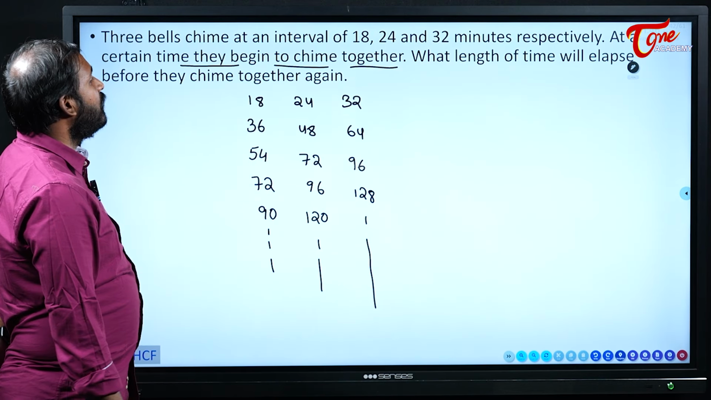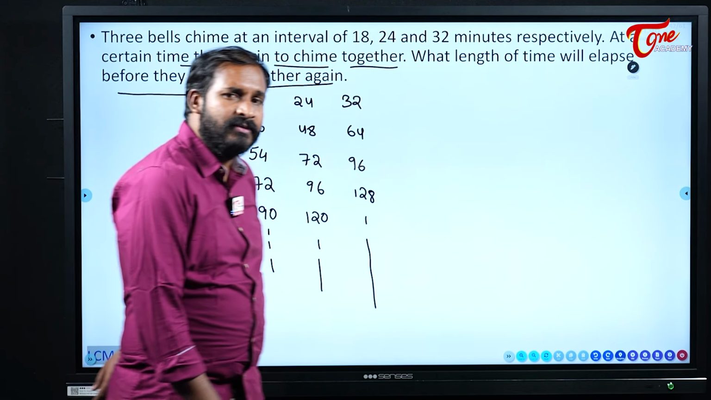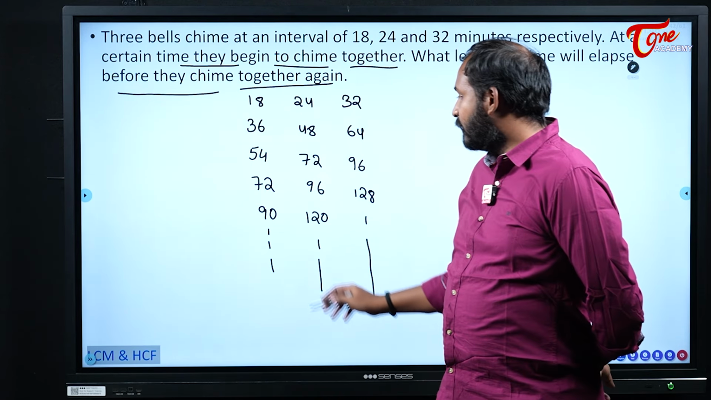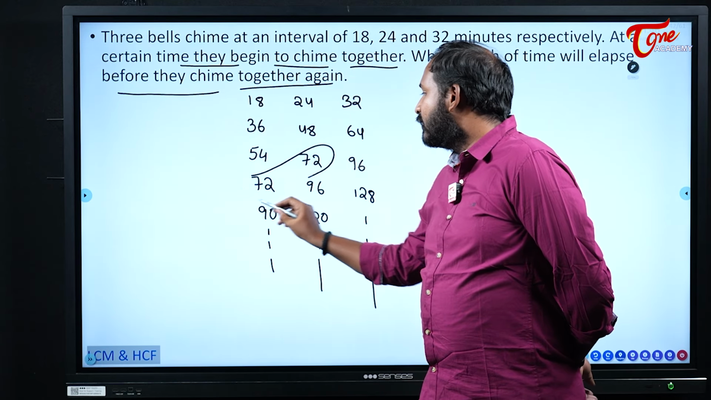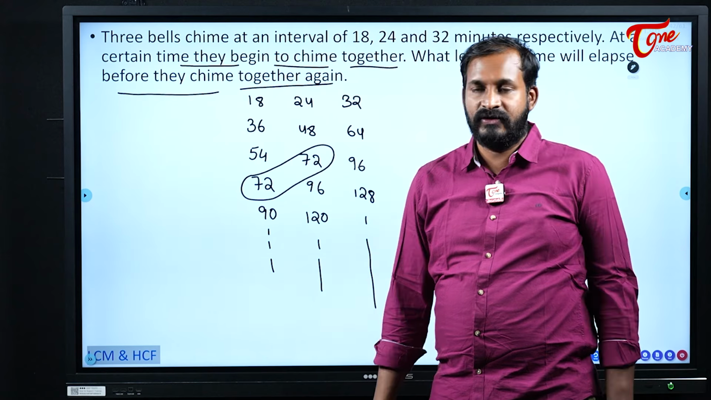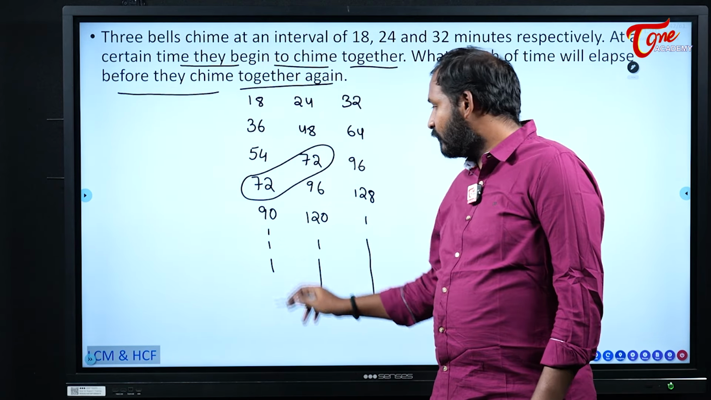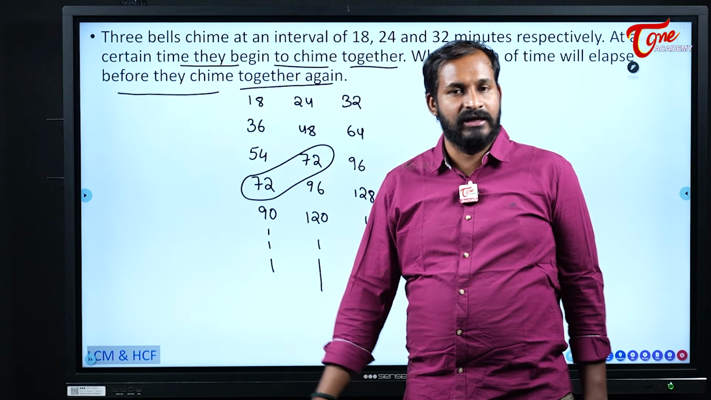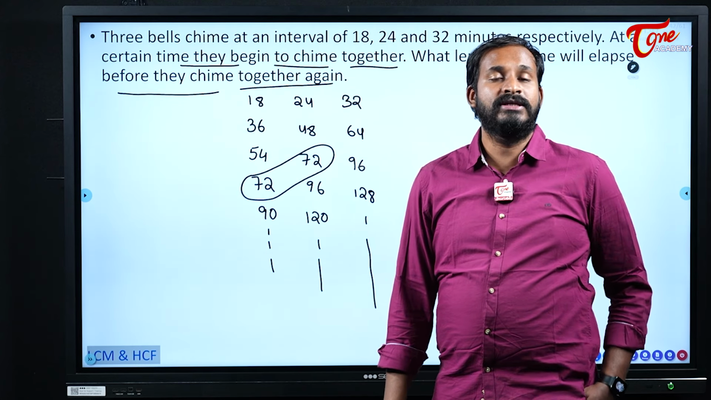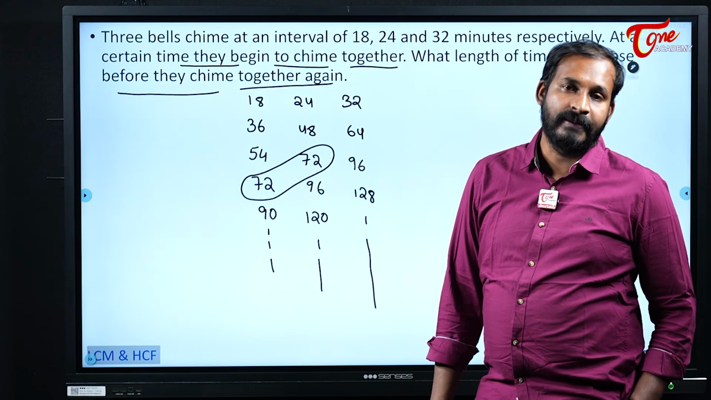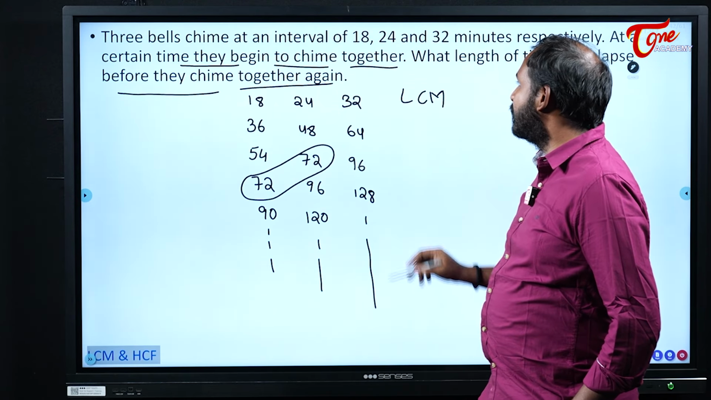So, what length of time will elapse before they chime together again? That means after how many minutes all the 3 will chime together. If only the first 2 bells are there, after 72 minutes they both will ring together. But the third bell is also included. So if you go on writing in this manner, it will take a lot of time. Instead of that, we will do the same process to find the LCM. So for this type of questions, we need to find the LCM.